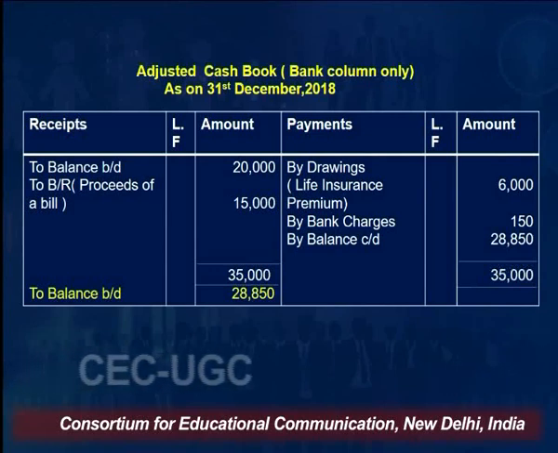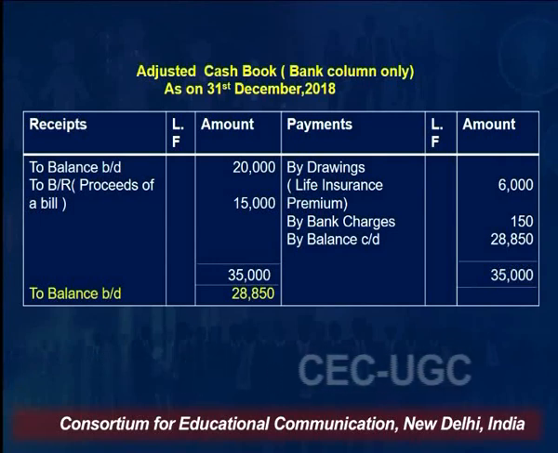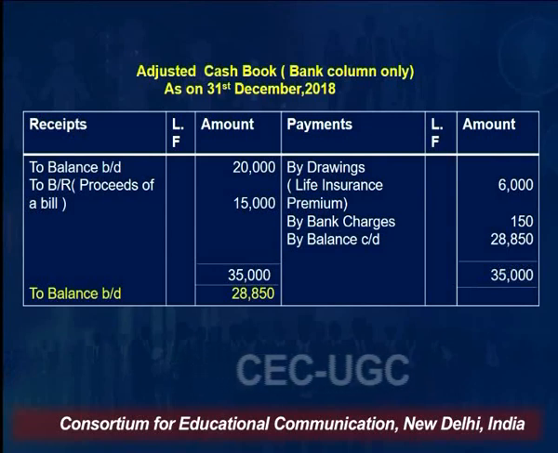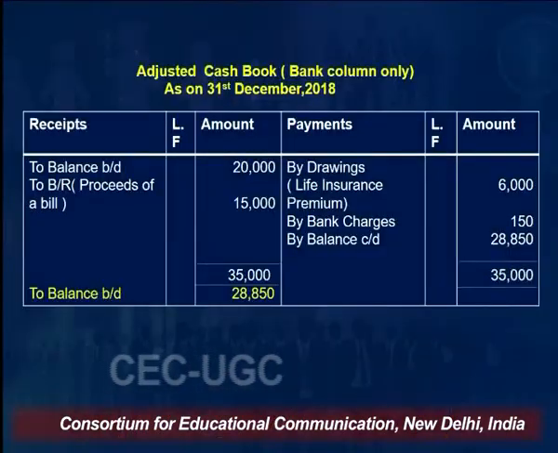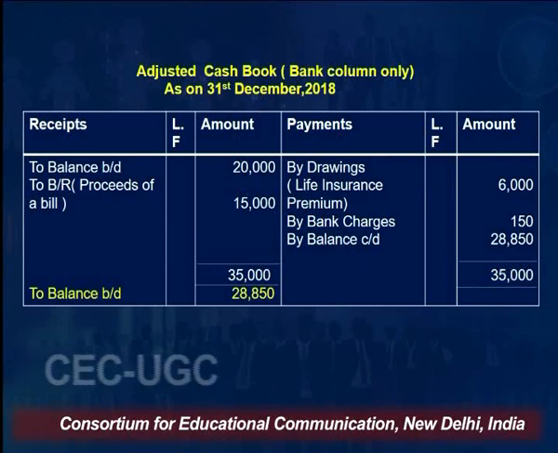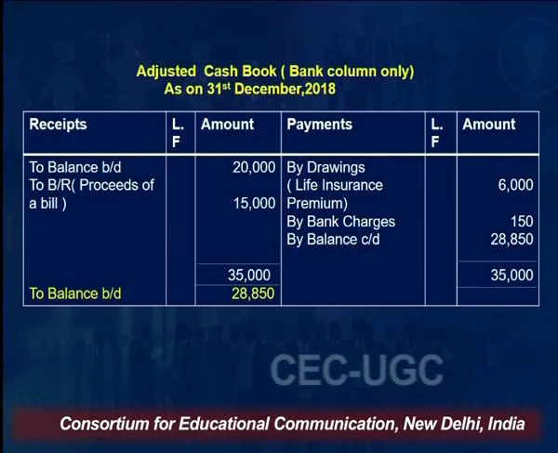The next item is bills receivable, proceeds of a bill. We forgot to record these items. If there is any error or any omission in the cash book, then that has to be recorded in the cash book only. So there was a bills receivable which we forgot to record, and it will be recorded on the receipt side with rupees 15,000. On the payment side, as you can see, drawings, life insurance premium. This is the payment and it was not recorded by us in the cash book, so this will be recorded.